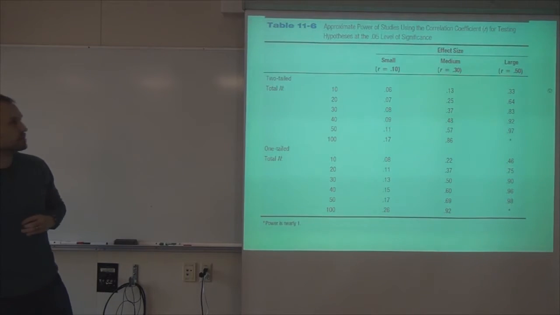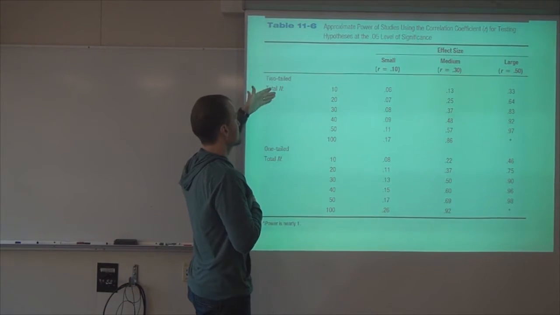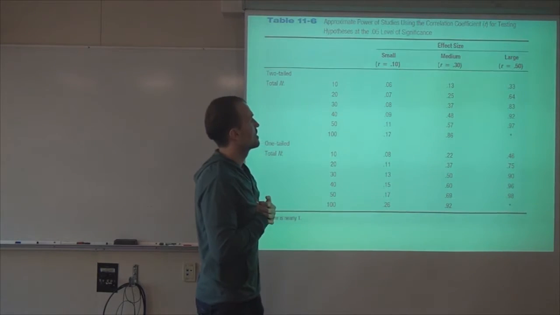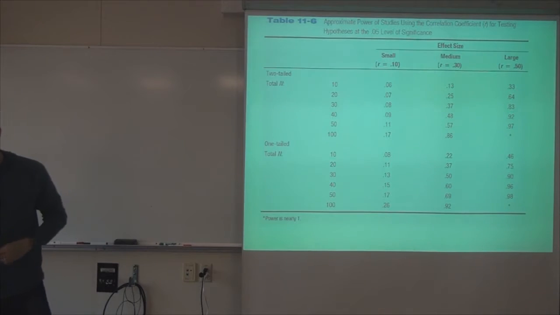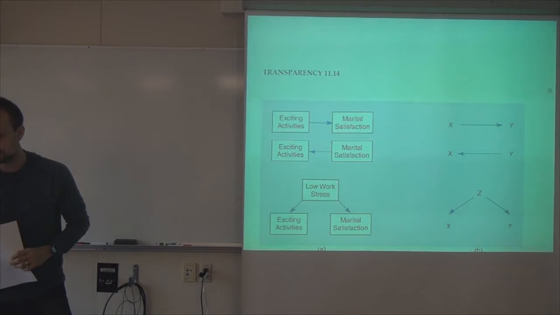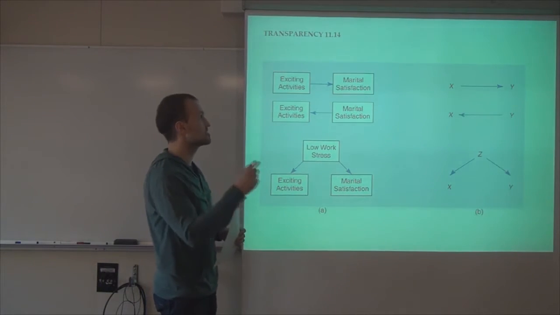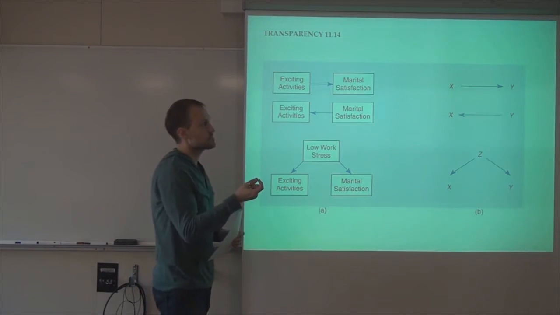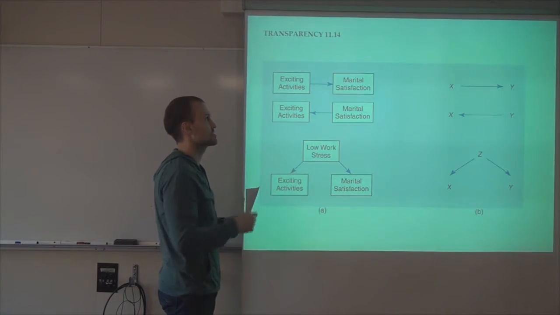The other table, like we've seen many times before, two-tailed or one-tailed, depending on my sample size and my effect size, what is the power of the study. So we read those in the same way as before. To wrap it up, I'll just briefly mention that the correlation coefficient doesn't indicate causality. It doesn't indicate which variable depends on which one, which variable affects which one.